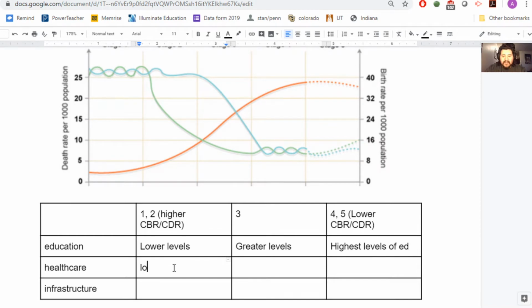Healthcare, we have the least amount of access, greater access, and then eventually the greatest access. That's going to be the trend that we see. As we get into these MDCs, the stage 4, stage 5 countries in the DTM, we're going to see the highest levels of education, the greatest access, the highest statistics, or the most positive statistics of development.